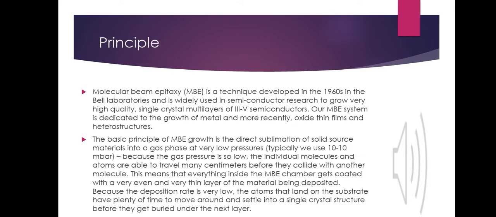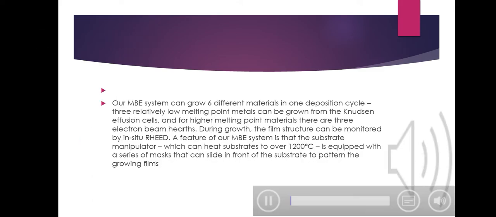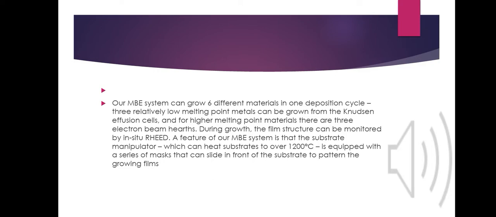Because the deposition rate is very low, the atoms that land on the substrate have plenty of time to move around and settle into a single crystal structure before they get buried under the next layer. Our MBE system can grow 6 different materials in one deposition cycle. 3 relatively low melting point metals can be grown from the Knudsen effusion cells, and for higher melting point materials there are 3 electron beam hearths.